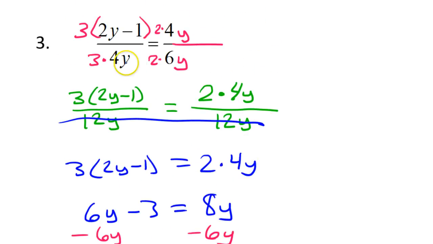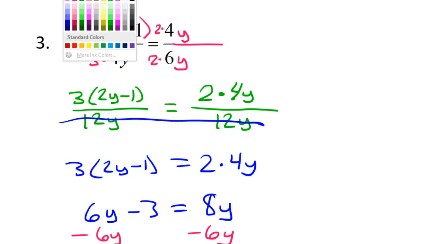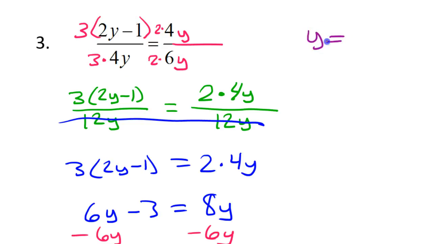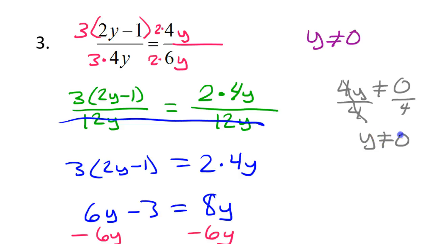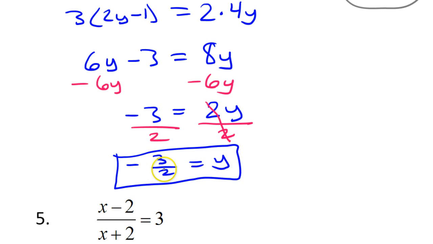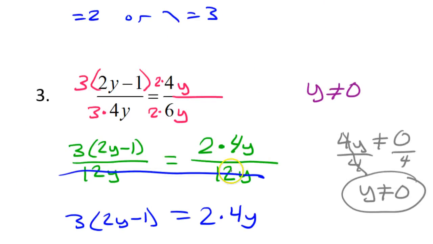So looking back to the beginning, I see I have 4y in the denominator. So that tells me that y cannot equal 0. And again, I'm getting that by setting 4y equal to 0. The denominator cannot equal 0, so 4y cannot equal 0. If I divide by 4 on both sides, that gives me that y cannot equal 0. So that's my excluded value. So this is fine.